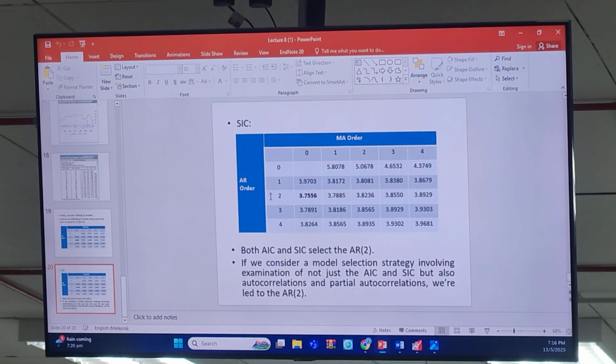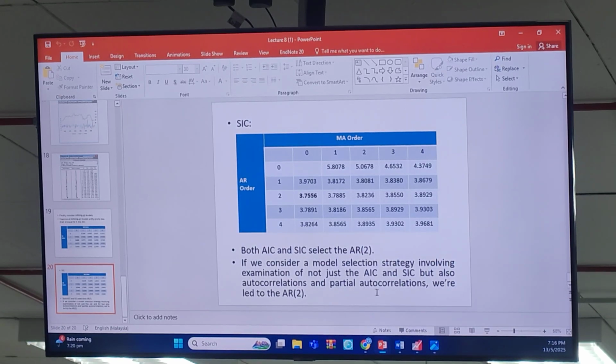And then SIC, you compare, you produce the same. AR2 has the smallest SIC as well. Okay, it has the smallest AIC value as well. So both AIC and SIC select AR2, and that is consistent with the current expression.